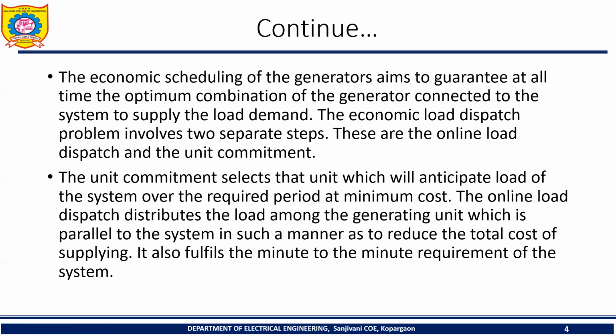The online load dispatch distributes the load among the generating units, which are in parallel in the system, in such a manner as to reduce the total cost of supplying. Are you getting? If a number of generating units are connected in parallel to the interconnected system, it will reduce the overall cost of supplying the electrical energy. It also fulfills the minute to minute requirement of the system, isn't it? That is the two parameters: unit commitment, and that commitment should be at the minimum cost. Second one, the online load dispatch, the total cost of supplying should be less. It should be economical.